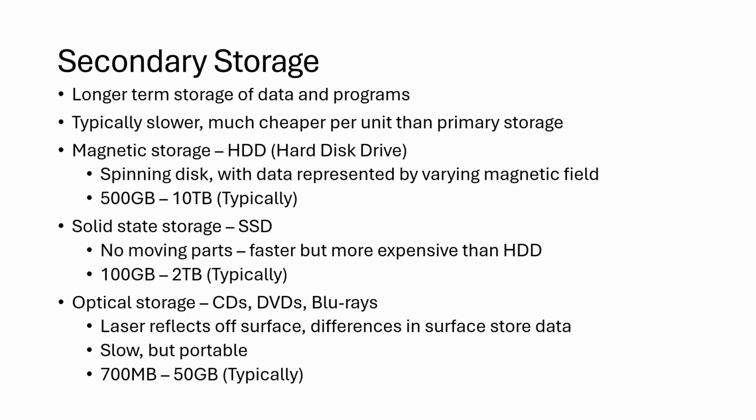This has a laser in it that reflects off the surface as it spins around, and based on how much light it's reflecting, you can tell if there's a dip in the disk, and that will store the data. These are slow, but they're portable, and they're typically used for films, music, things like this. Well, CDs are used for music, DVDs and Blu-rays more for films. But you can also get versions of them that can store data.